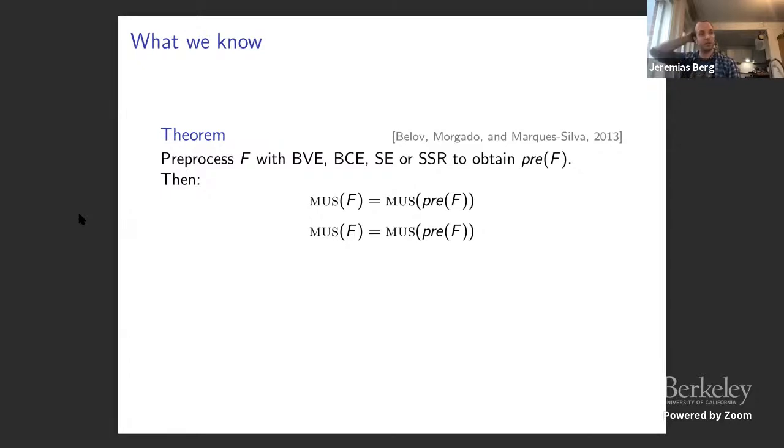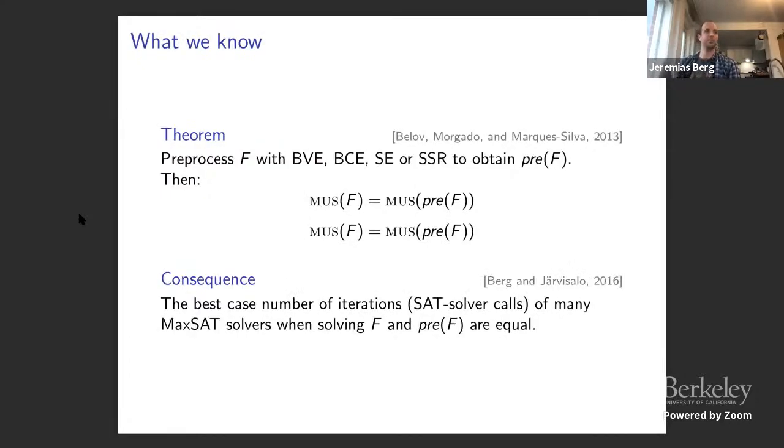And in my PhD, we took this result and showed that it implies that the best case number of iterations, that means SAT solver calls, required to solve the preprocessed instance will be the same as the original instance. So an informal way of saying this is that SAT-based preprocessing with these techniques for MaxSAT can only speed up your individual SAT solver calls. It cannot decrease the number of SAT solver calls that you need, at least not in the best case.